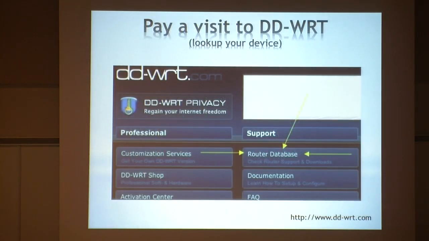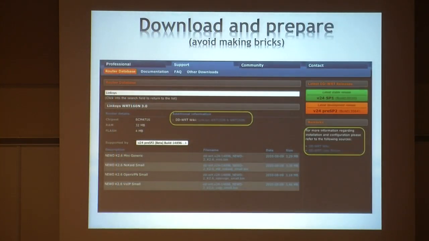Next, pay a visit to DDWRT. Take a look at their router database, and if you've got a connection, you can do this right now. You may know the exact number or version of the router that you're running at your home for your home setup. Take a look at their router database.